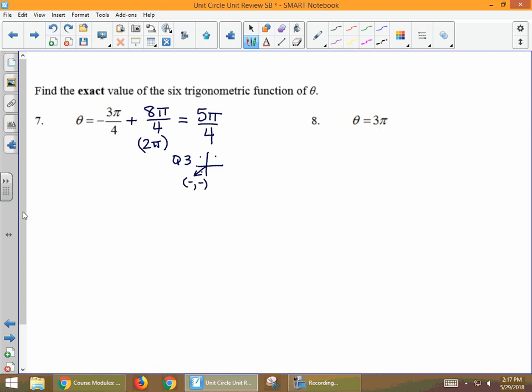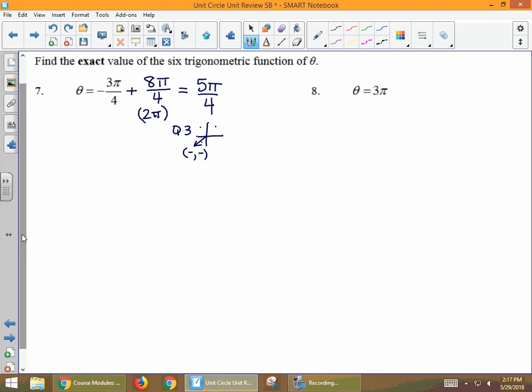So whatever order you like to do these in, just make sure you match the order I give you on the test. Sine of 5 pi over 4, cosine of 5 pi over 4, and tangent. I'm going to find those first. And that, of course, is the same as negative 3 pi over 4.